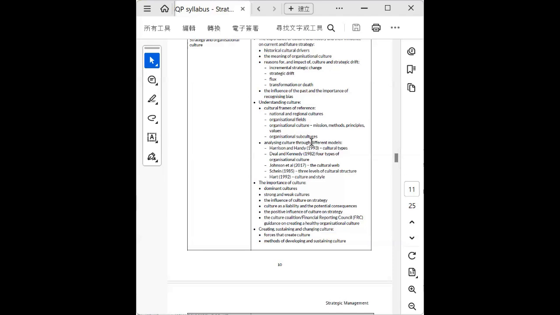And the last one is the basic assumptions. These are more deeply held beliefs that guide behavior more unconsciously. So, for example, at Toyota, the assumption that continuous improvement is essential drives its lean manufacturing philosophy and employee training. So we have these different types of culture, different models of culture.